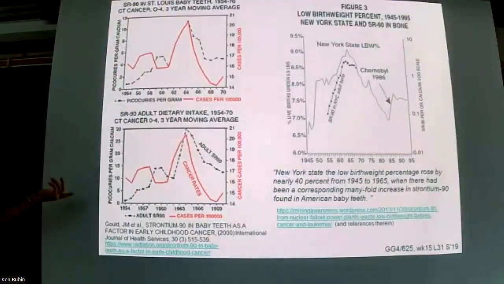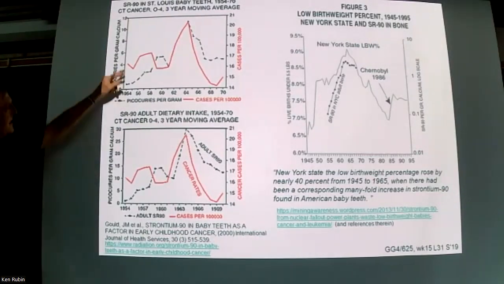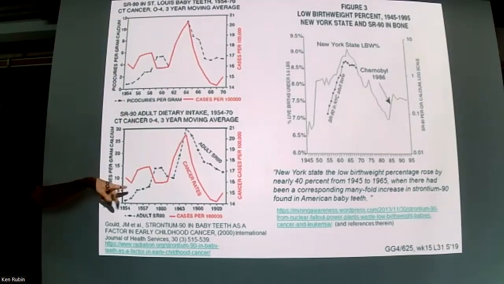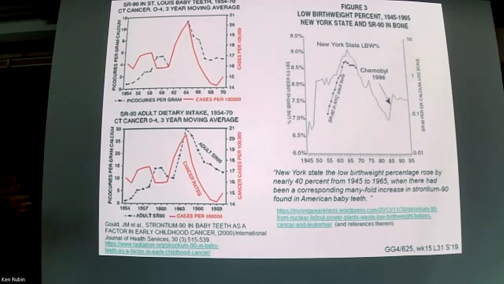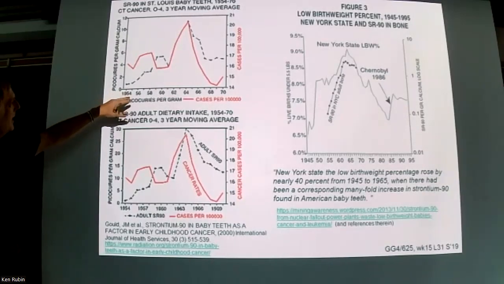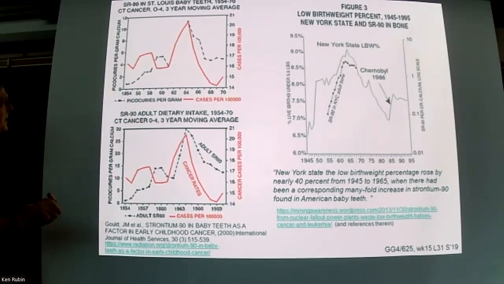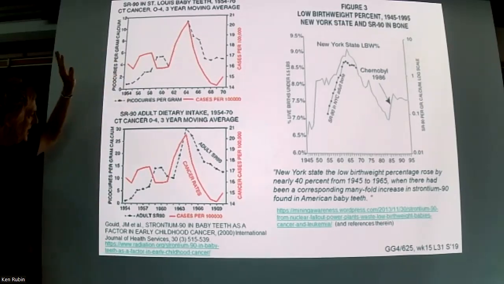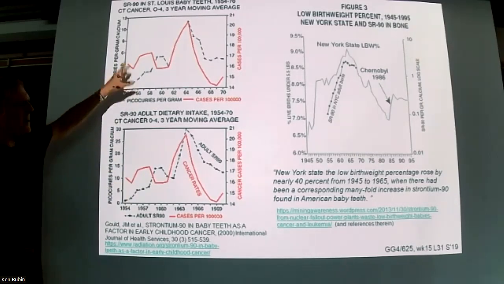So here are a couple of plots. The red line is the same on both of these plots. It's cancer rates per 10,000 people in children in the United States. And this is picocuries per gram of radioactive strontium in children's teeth, and this is in adult teeth. And the patterns are pretty similar.